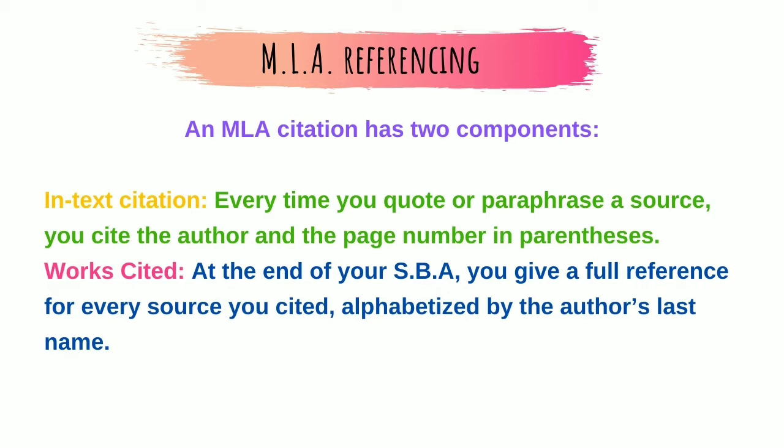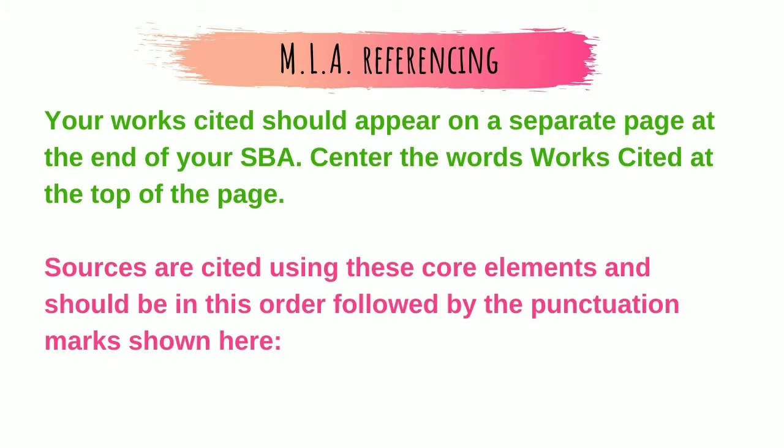At the end of your SBA, you give a full reference for every source you cited, alphabetized by the author's last name. Your works cited should appear on a separate page at the end of your SBA. Center the words "Works Cited" at the top of the page.